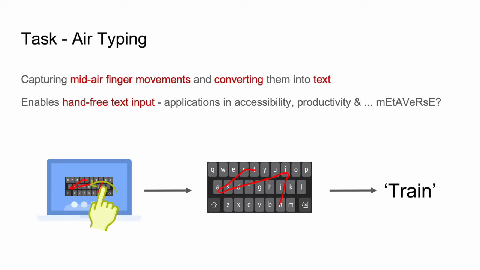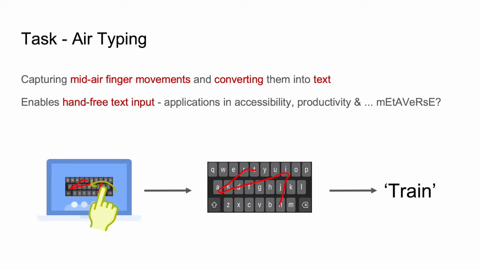In this scenario, with air typing, all you would have to do is trace out the path of the word that you wanted to type in front of your camera, and your word would get keyed in for you. You can think of air typing as a mid-air version of swipe typing that you find on modern smartphone keyboards.